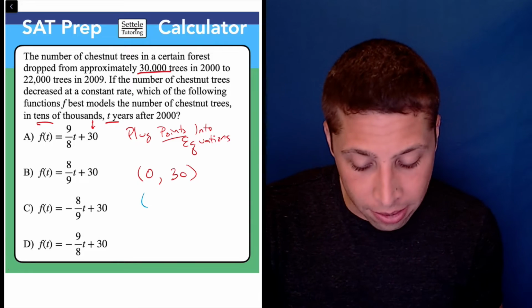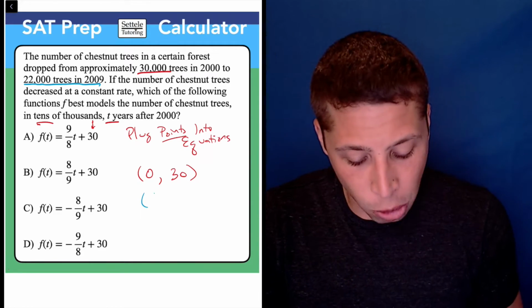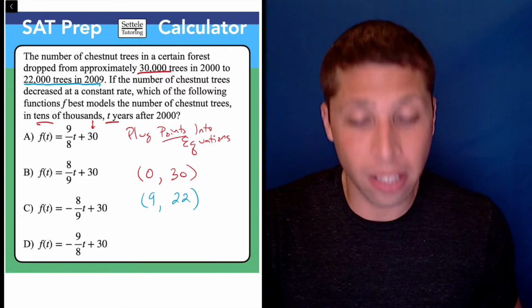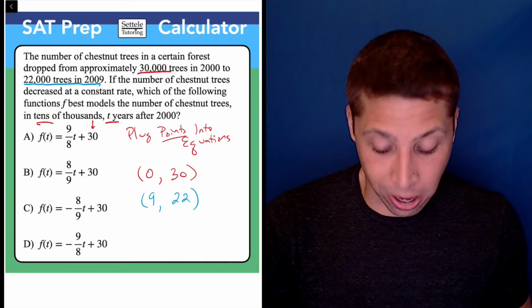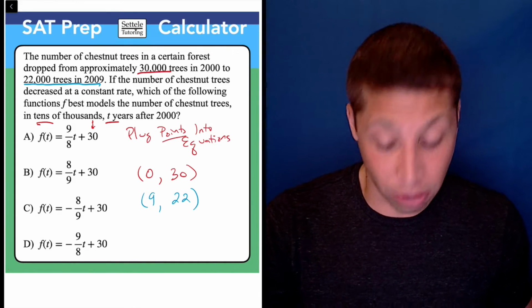What else do they tell us? That there are 22,000 trees in 2009. So my t or x value is 9, and 22,000 is going to be the y coordinate, or f of t. Now, if I plug that into these equations, we will see that only one gives us the right answer.